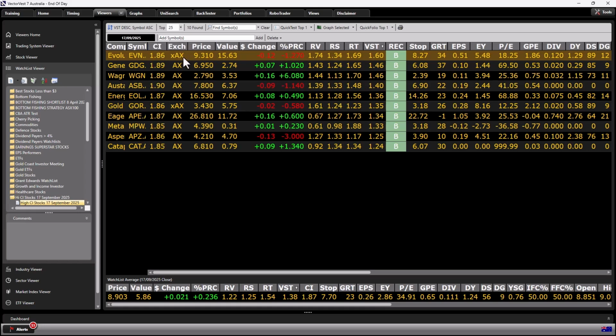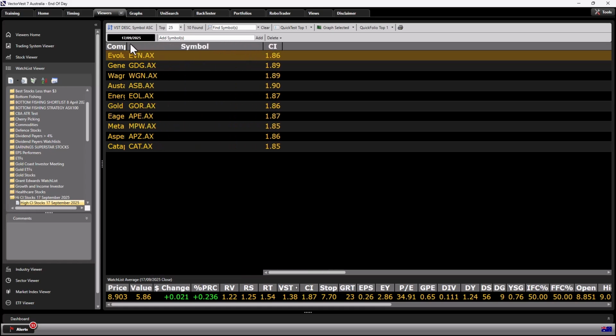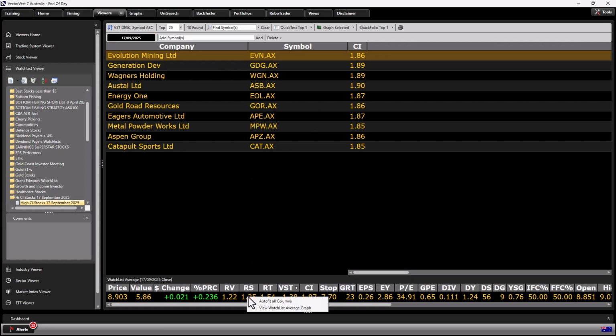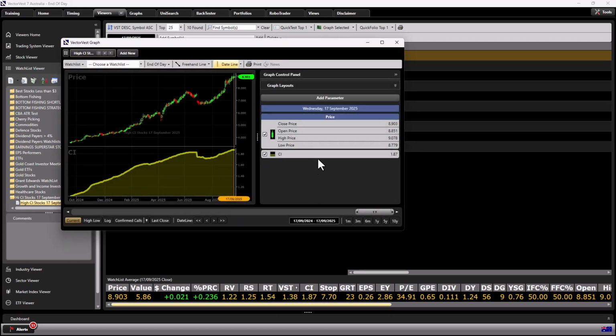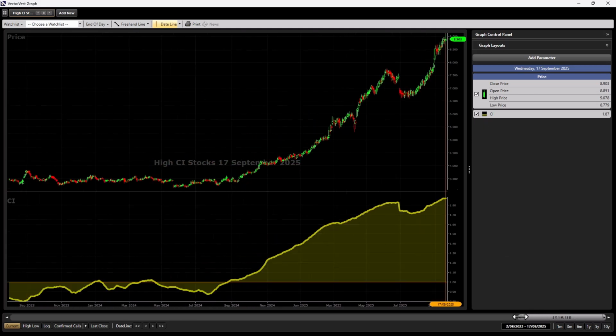All right, so all the great functionality you've got for VectorVest, you can do all these wonderful things. I just want to make it really nice and neat for us today. Here we go. There's the company. There's the ticker code. There is the CI score. All right, here they all are. These are the top 10 as of 17th of September. I'm going to show you what the average of all these stocks looks like. So if I come down here, view watch list average, here we go. That's the average of all the stocks as they stand. And here is the CI score. And so you can see these stocks are really trending up very nicely.